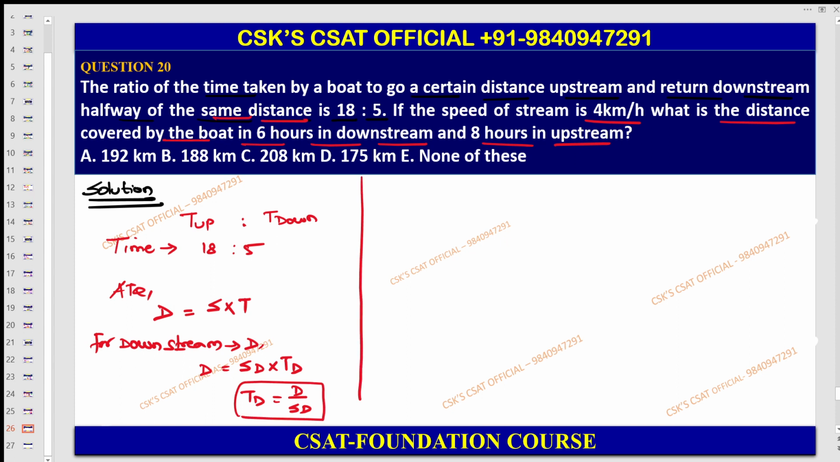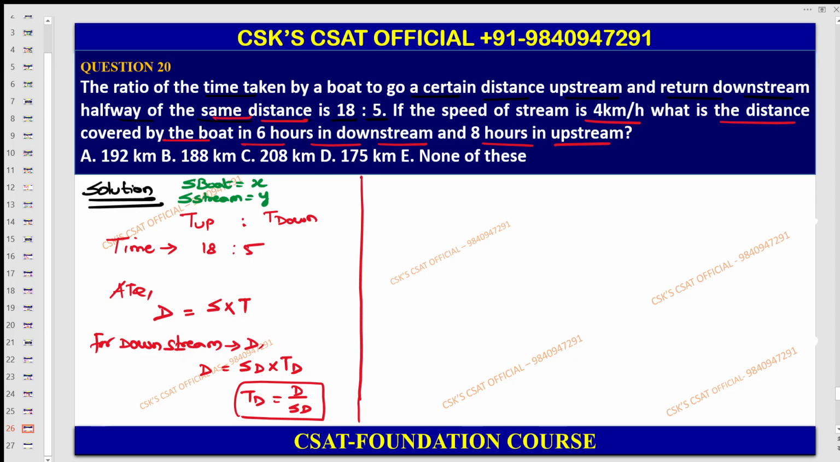Next, now try to understand. You can take the speed of a boat as x, the speed of a stream as y. So then you can take downstream is equal to what? x plus y. Upstream you can take it as x minus y. So like that you need to take and work on.